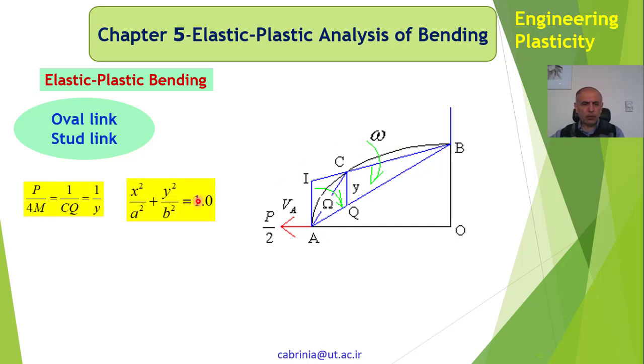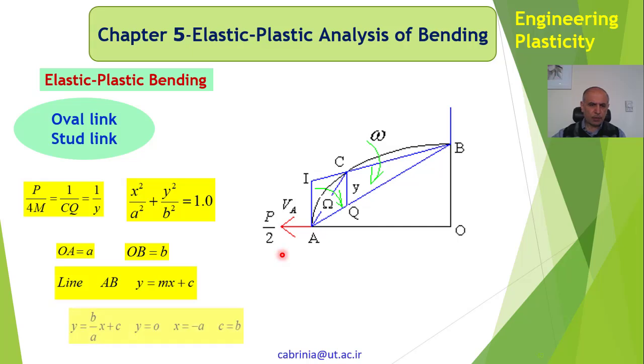So, in order to find out how much Y, or CQ, is, I use the equation of the ellipse. For this curve is part of the ellipse, so the equation of the ellipse is that, and OA is equal to A, OB is equal to B, the major and minor values for the ellipse. Also line AB is mx plus c. That's the equation of line AB.